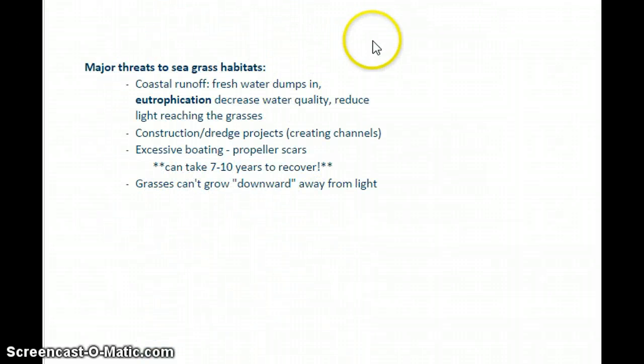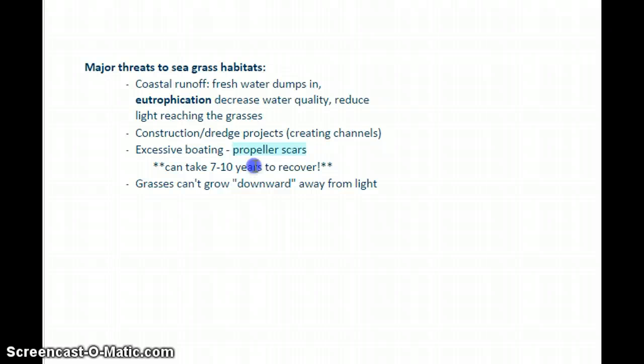There's a lot of threats to seagrass habitats as well. Runoff and eutrophication tends to decrease the water quality, so it makes the water a lot murkier and light can't get down to the seagrasses, so that can kill them off. Construction and dredging. Dredging is where artificial channels are put in so that boats can make it in and out of an area that's otherwise very shallow. And what's awful is that they can be scarred pretty easily by excessive boating. And so if a boat with a propeller runs over seagrass and cuts it up, it can take between 7 to 10 years for that seagrass to grow back.